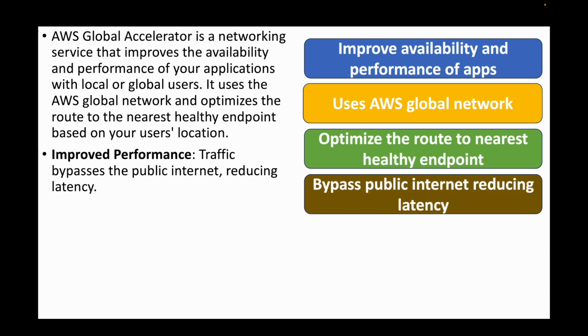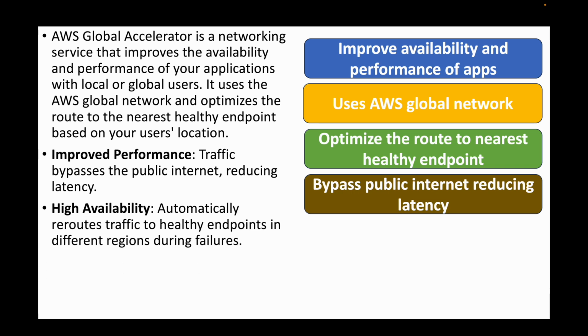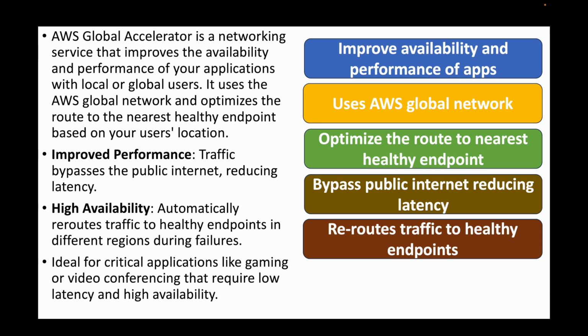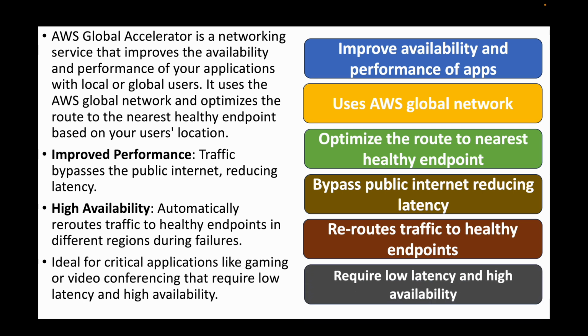When you're using Global Accelerator, you won't be using the public internet. Rather, you will be using the AWS network to route the traffic. You get high availability, so it automatically reroutes your traffic to healthy endpoints in case there are some failures in any regions. This can be ideal for any critical applications, like a gaming application or a video conferencing application that requires very low latency and high availability. You can make use of Global Accelerator for that.